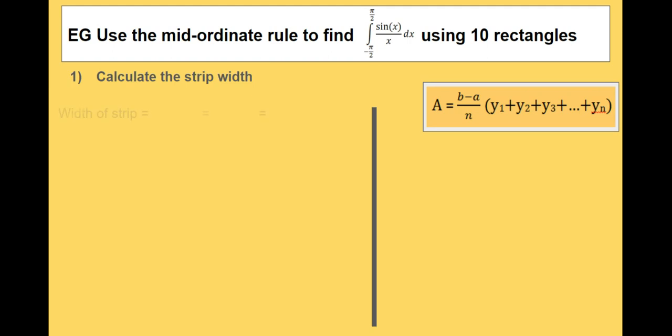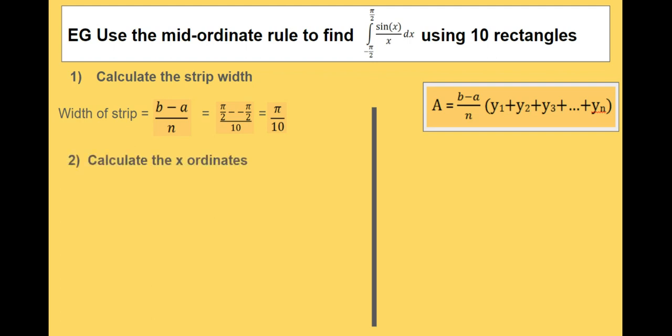First step again, with the strip width: the difference between the limits divided by the number of strips or rectangles we're using gives us a width strip of pi by 10. Next step, we're going to do our table of values. We'll calculate the x ordinates, but the first step is to find the initial x ordinate. So our lower limit is minus pi by 2. Half the strip width is pi by 20. Gives us our first x ordinate of minus 9 pi by 20.